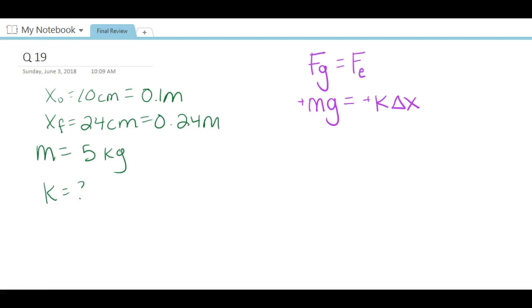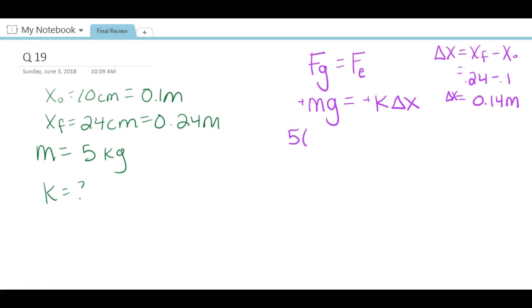Now, we don't have delta x. What we have is x initial and x final. So the problem's looking for the stretch. So we have to figure that out. And the formula would be delta x is x final minus x initial, which is 0.24 minus 0.1, which is 0.14 meters of stretch. So this spring is causing it to stretch about 14 centimeters when you put the mass on it.